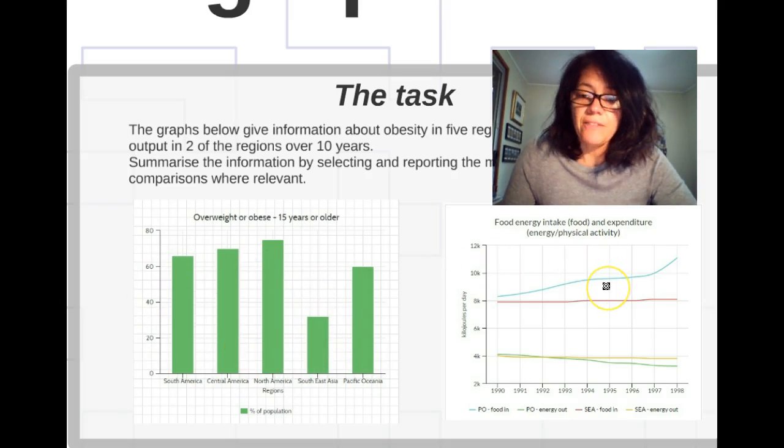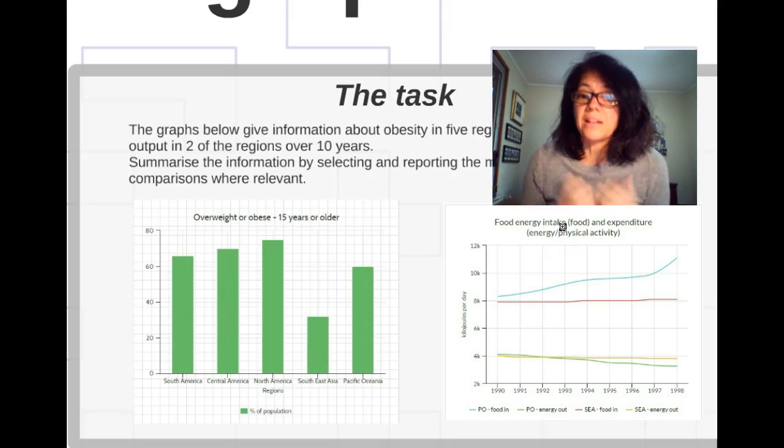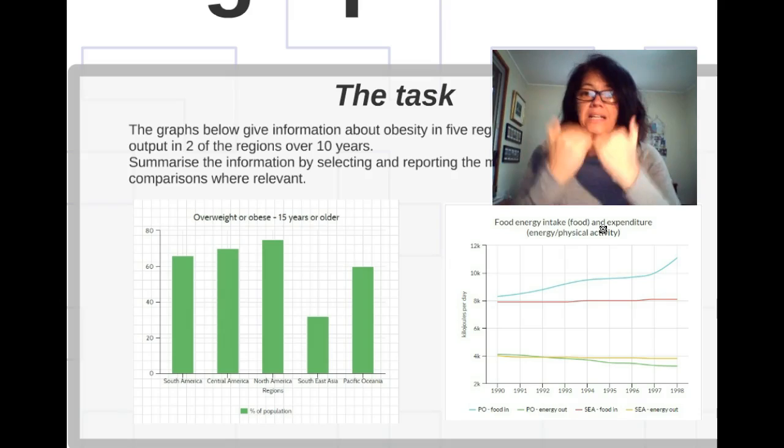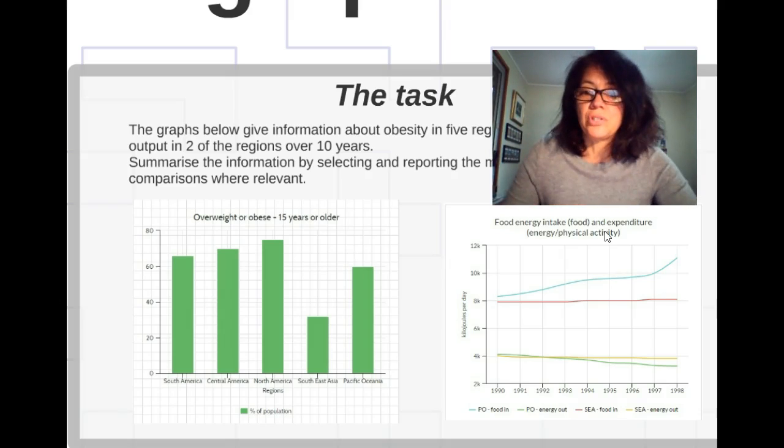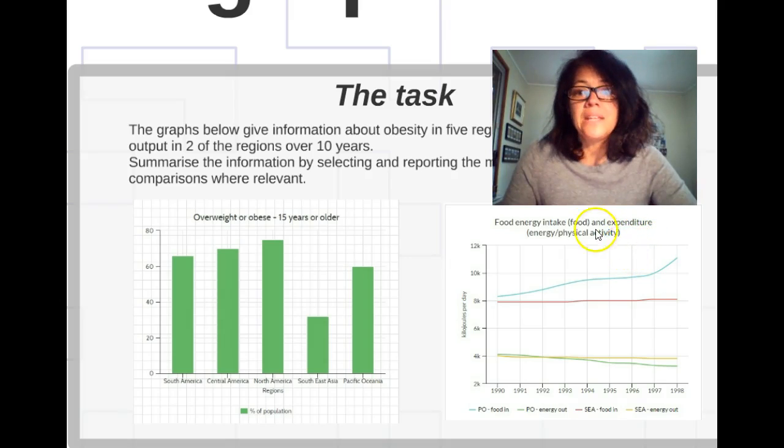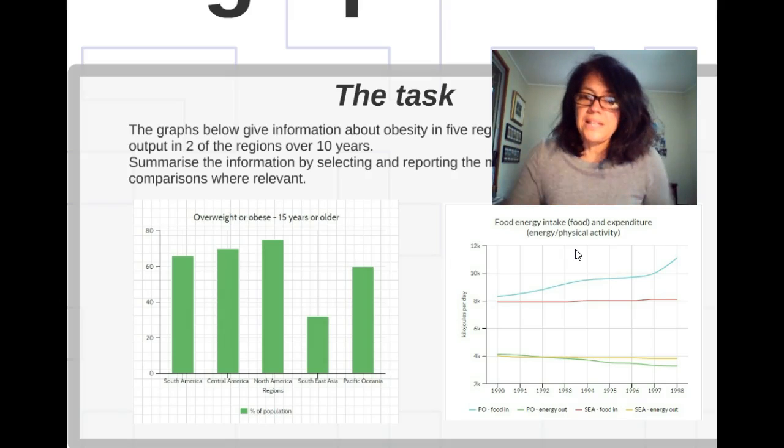The line graph is not about people. The line graph is about energy intake or calorific, calorie intake, and output, intake and output, expenditure, which might be in the form of exercise or physical activity. Now you have to do this very quickly, this little analysis.